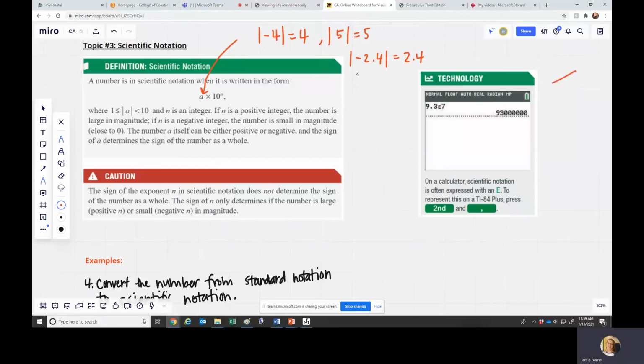Over here, I included a little note from the textbook about how you can display or express scientific notation on your calculator. If you have a Texas Instruments calculator, if you hit the second button and then the comma, that pulls up the little E button, and that's how you express scientific notation on the calculator. Every once in a while, when you work a problem out on the calculator, it will express the answer in terms of E like this. If you see that, just know that that's scientific notation.